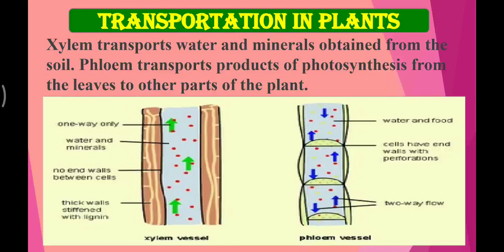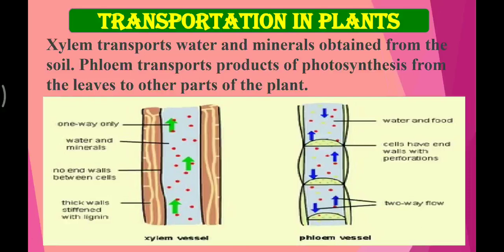Next, how are food and water transported? Is there any tube-like system for that? Yes, there are two systems. Xylem, you can see xylem vessels. Xylem is a type of transport cells. Xylem transports water and minerals obtained from the soil. Roots absorb water and minerals and send them to the stem. In the stem, there is a tube-like structure that is called xylem. They transport water and minerals to all parts of the plant.